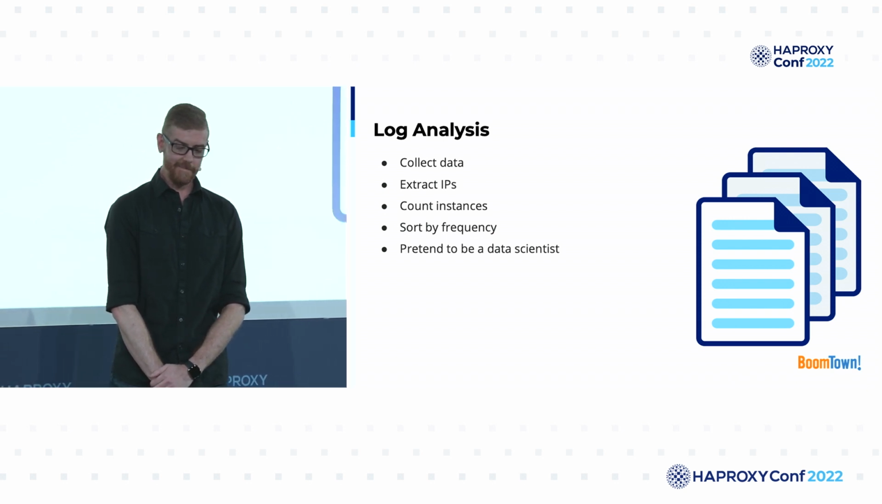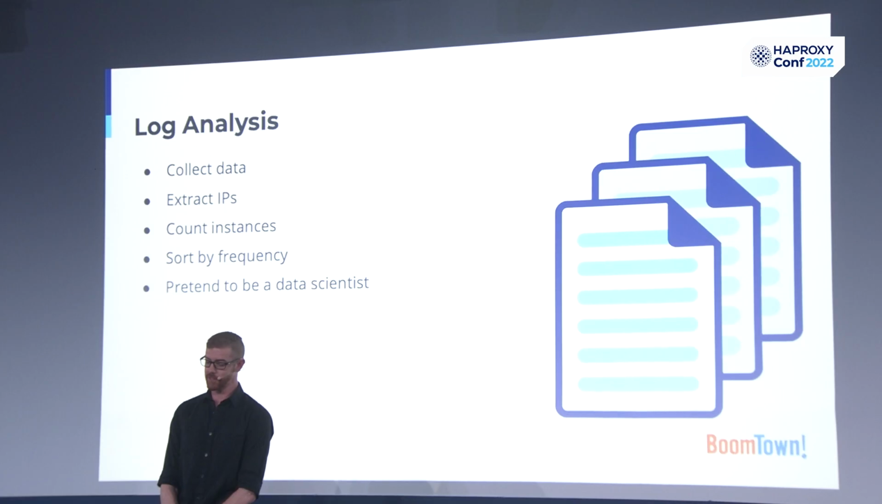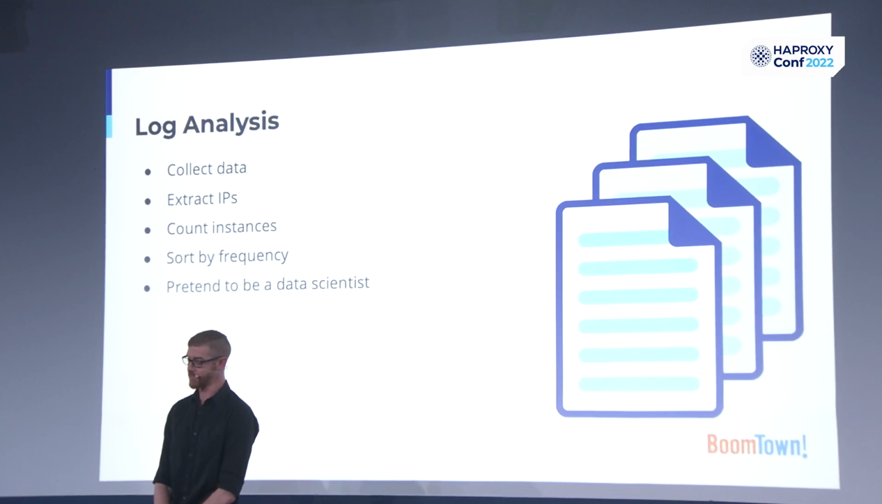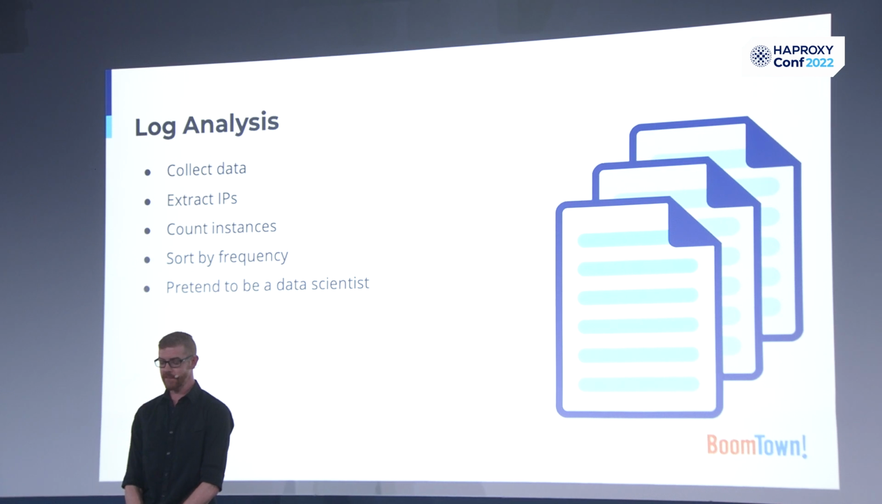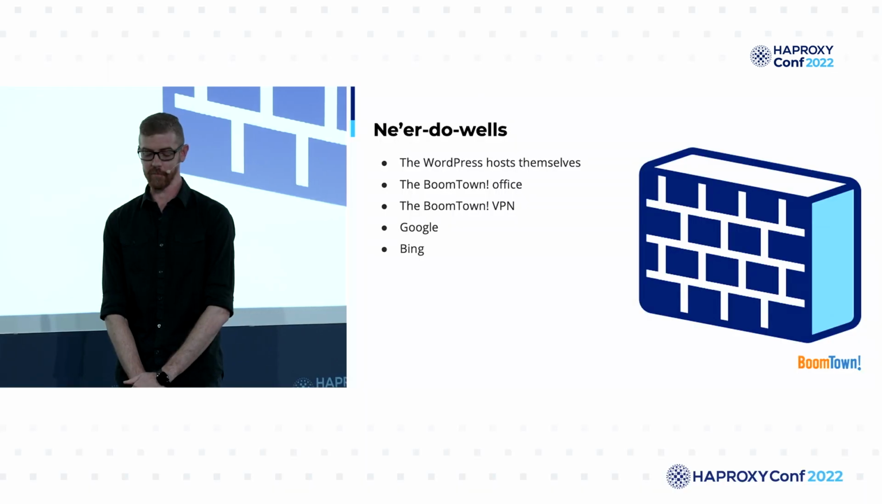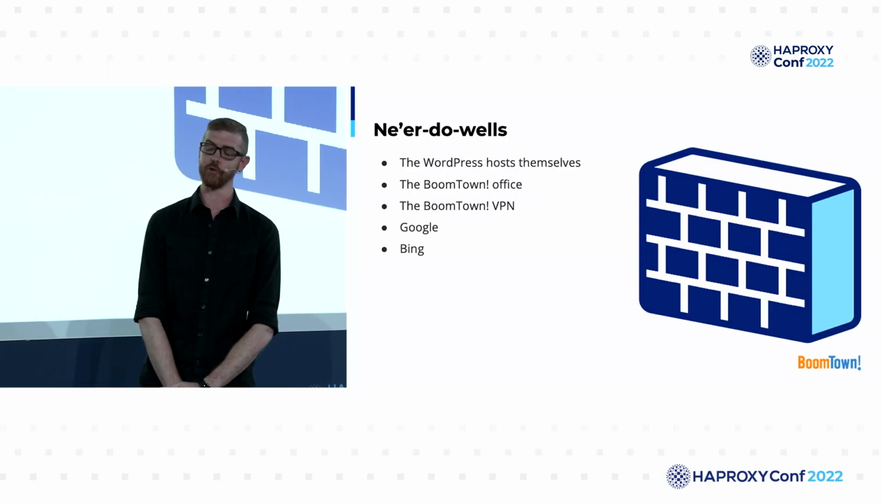I was eager to find the worst offenders and see if we could go ahead and permanently block some of them with our traditional firewall. And the results of my analysis were illuminating. The top 5 most common IP ranges in our logs, that is to say, the first few systems that we would block, were the WordPress hosts themselves, the BoomTown Office, the BoomTown VPN, Google, and Bing.